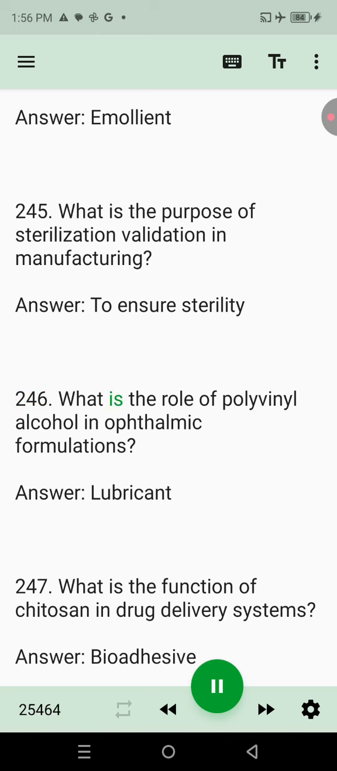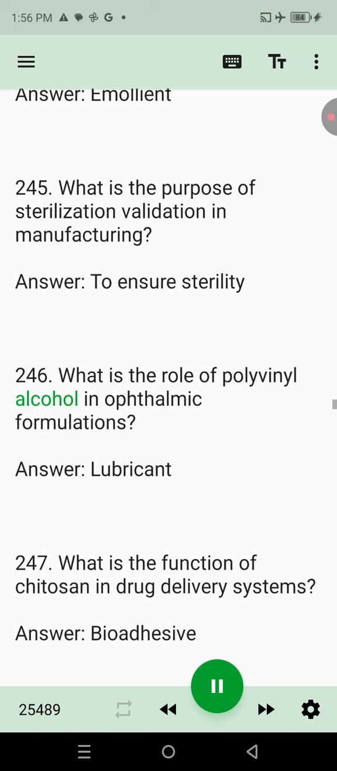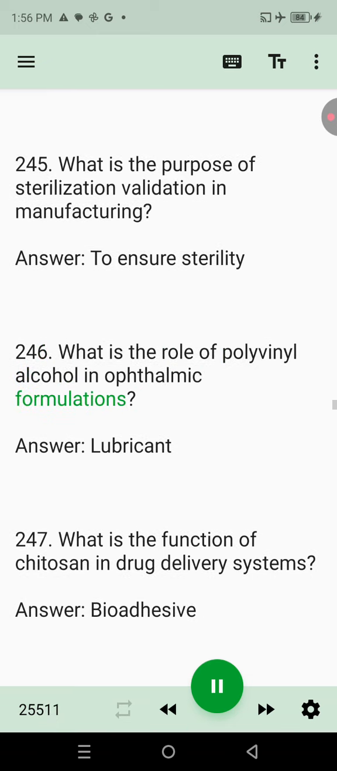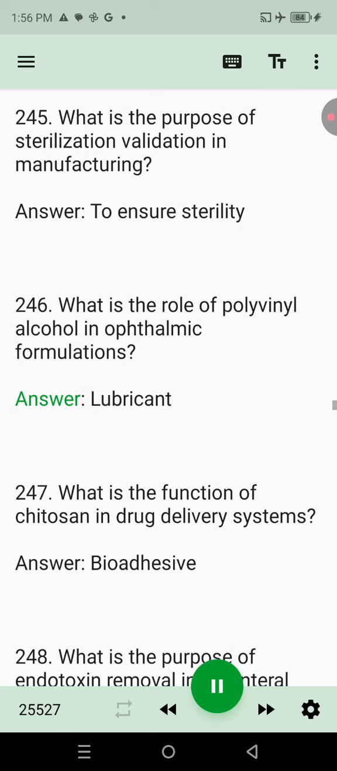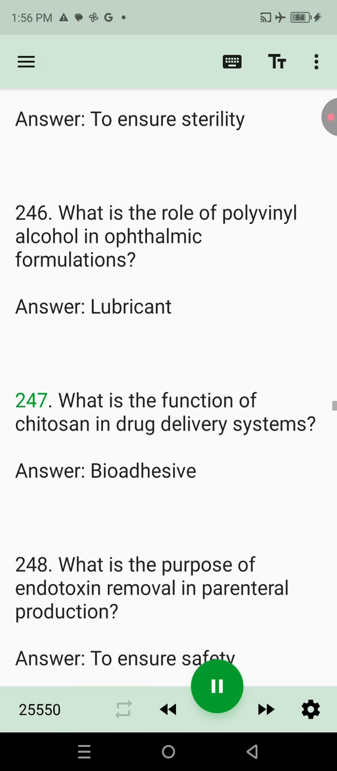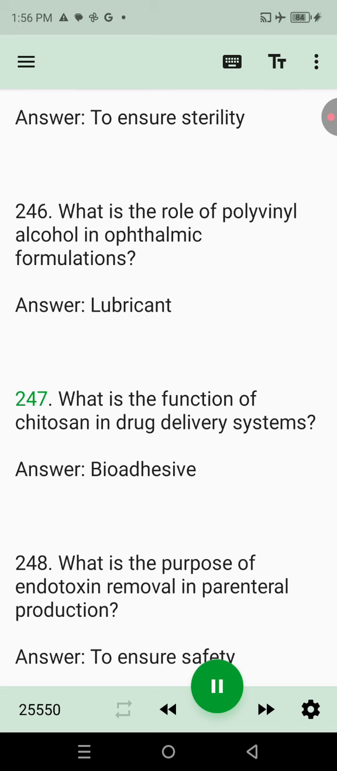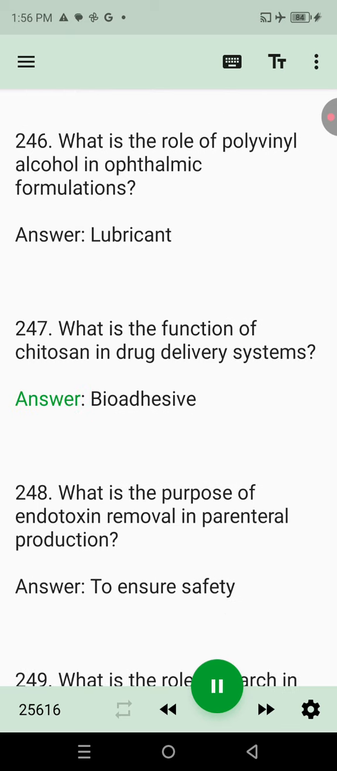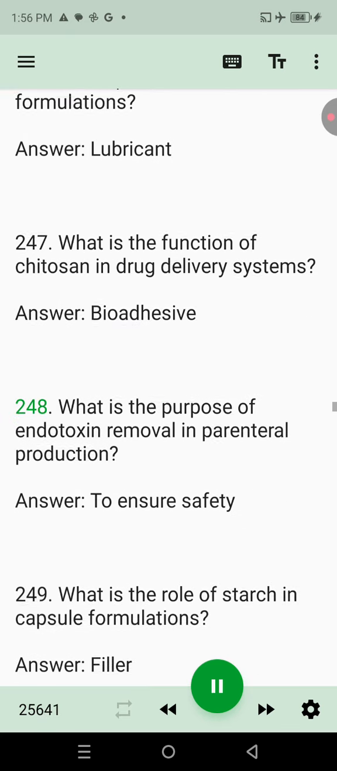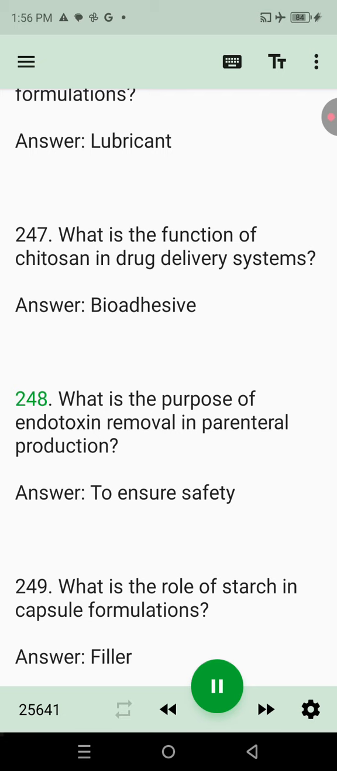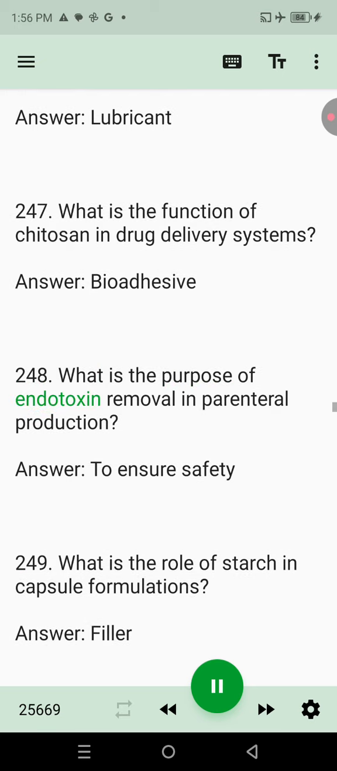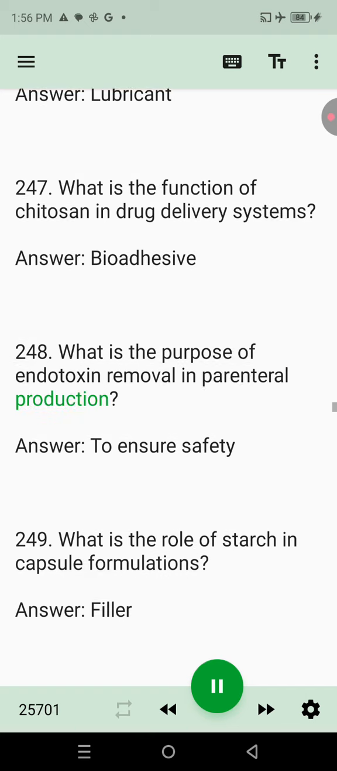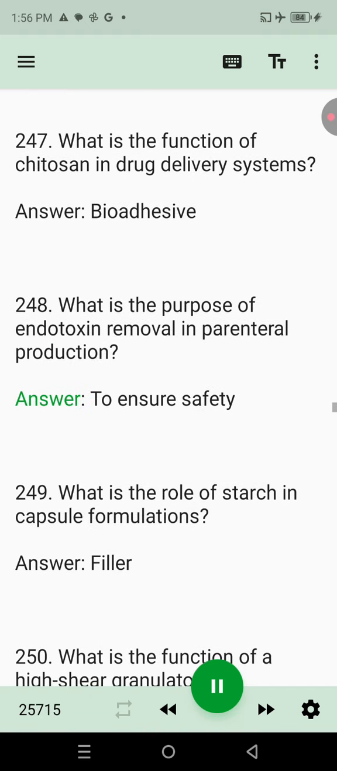246. What is the role of polyvinyl alcohol in ophthalmic formulations? Answer: lubricant. 247. What is the function of chitosan in drug delivery systems? Answer: bioadhesive. 248. What is the purpose of endotoxin removal in parenteral production? Answer: to ensure safety.